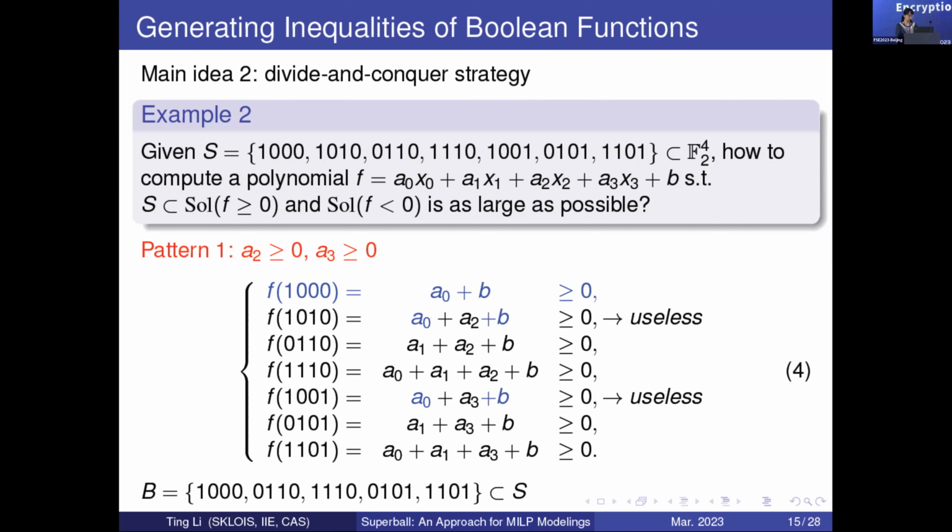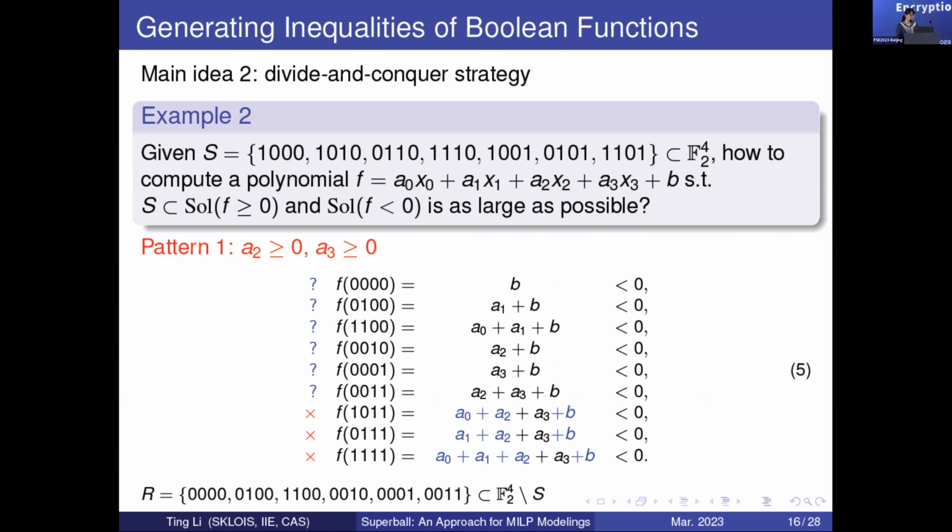For example, here, we already have A0 plus B is non-negative. So A0 plus A2 plus B must be non-negative, and these constraints become useless, so we can eliminate them. Thus, we only need to consider the points in B, which is a subset of S, when we formulate this type of constraints. And next, for the points that are not in S, we can eliminate some constraints as well.